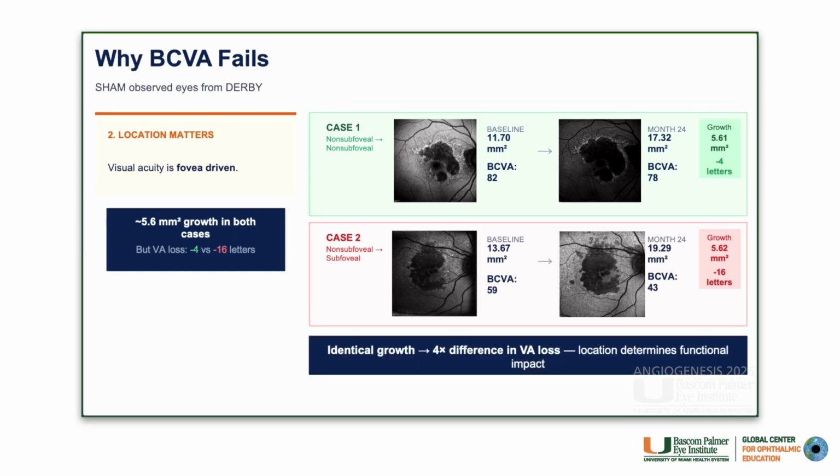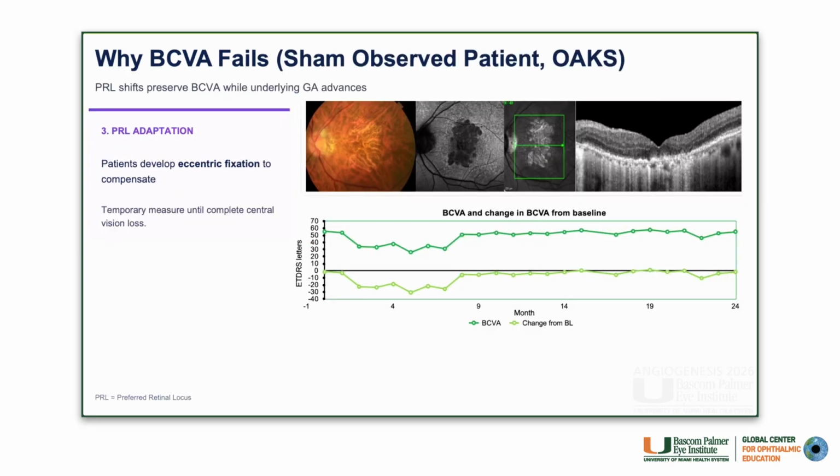This illustrates that two eyes can exhibit identical growth, yet one can maintain vision while the other does not, making it impossible to distinguish true treatment effects from anatomical luck. I just mentioned that BCVA does not change when GA is non-subfoveal. However, even when GA is subfoveal, we can't always predict its trajectory.